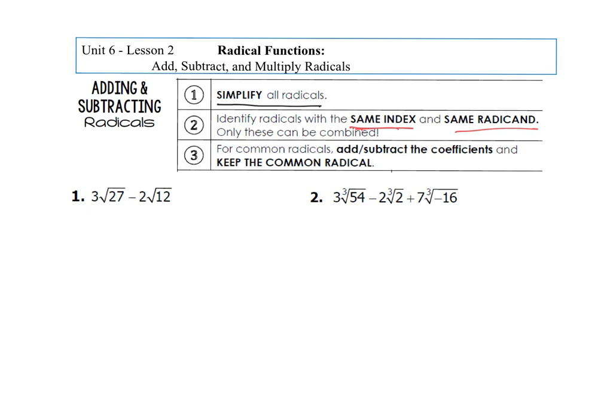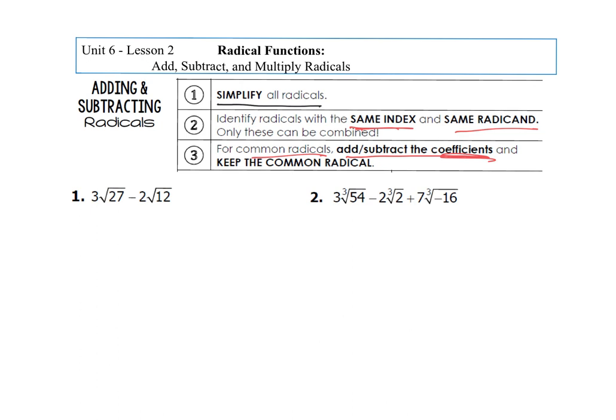Step 3, for common radicals, we add or subtract coefficients and keep the common radical. Okay, so if you have a matching radicand with the same index, then you treat it like you would a variable, like 2x plus 3x is 5x. All right, the x doesn't change. So once we get the radicands to match, we do not change them, we only add their coefficients. So let's talk about what all that means.